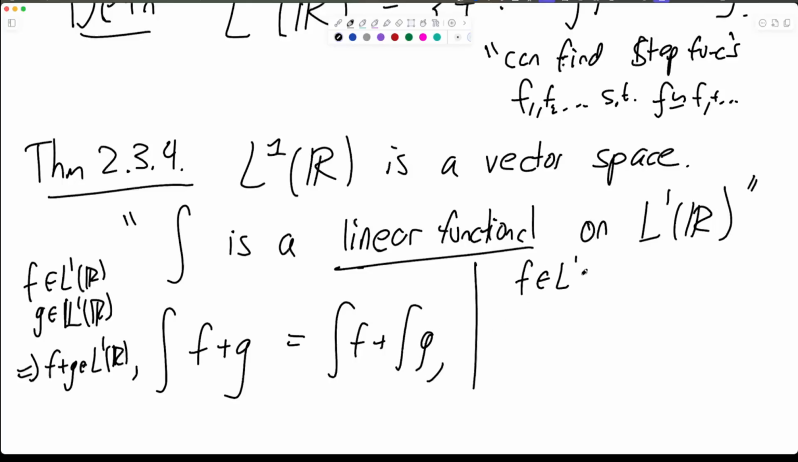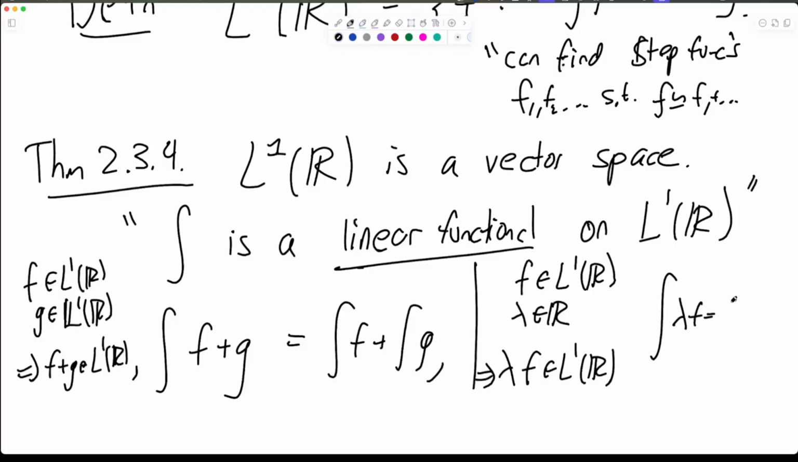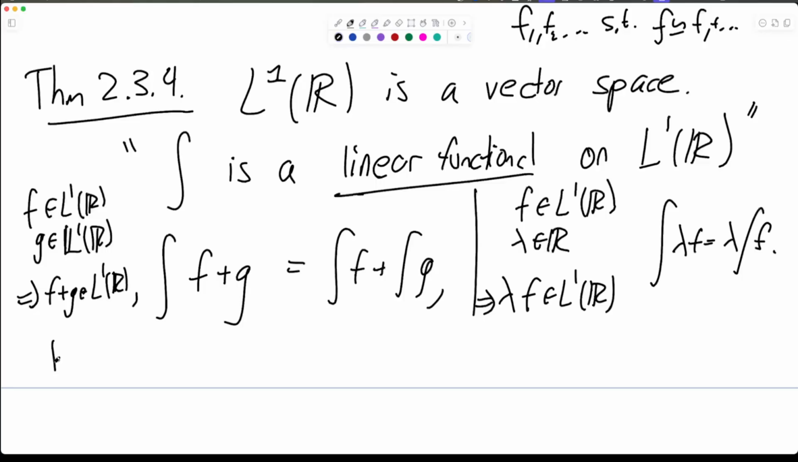And it's the same thing for scalar multiplication. If f is in L1 of R and lambda is some number, then lambda times f is also in L1. And the integral of lambda times f is lambda times the integral of f. So integrals do what you would think. They behave linearly. If you add up two things that are integrable, it's still integrable. You can do addition and scalar multiplication. And the proof is the following. Okay.